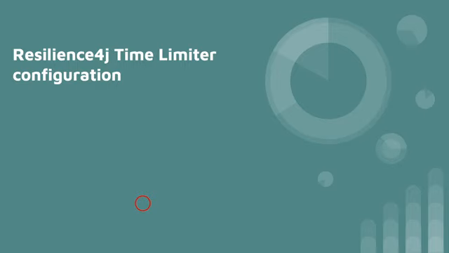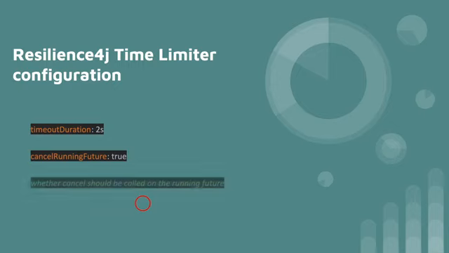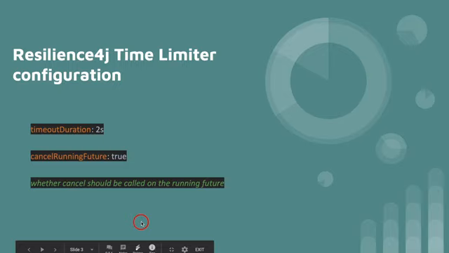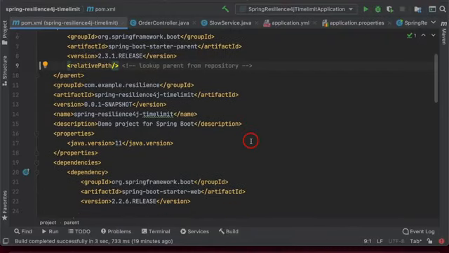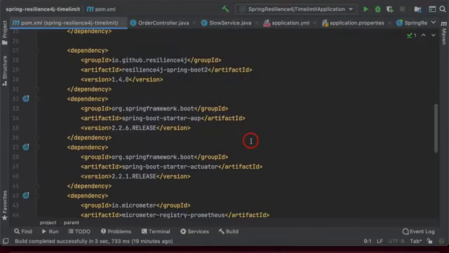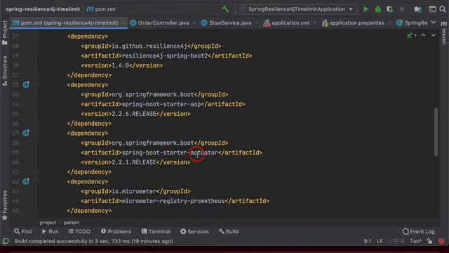The Resilience4j time limiter configurations we will configure like this. The timeout duration is 2 seconds, and after that we can configure cancel running future, whether it's true or false, that is, whether cancel should be called on the running future. This is how you can configure the Resilience4j time limiter. Let's see practically how we are going to implement this. To work with the Resilience4j time limiter, basically we need three dependencies: the Resilience4j dependency, Spring Boot Starter AOP and Spring Boot Starter Actuator.